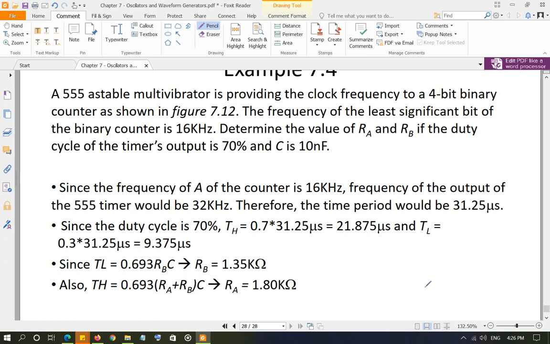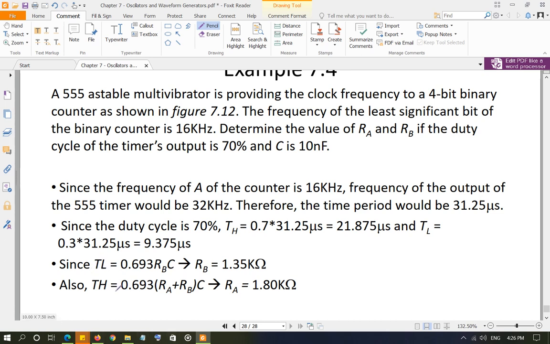So remember, the time period of A is double the time period of the 555 timer. That means the frequency of A is half of the frequency of the 555 timer. So when the frequency of A is 16 kilohertz, the frequency of the 555 timer will be 32 kilohertz. The corresponding time period will be 31.25 microsecond. 70% is the duty cycle. That means high time will be 70% times 31.25 and low time will be 30% times 31.25.